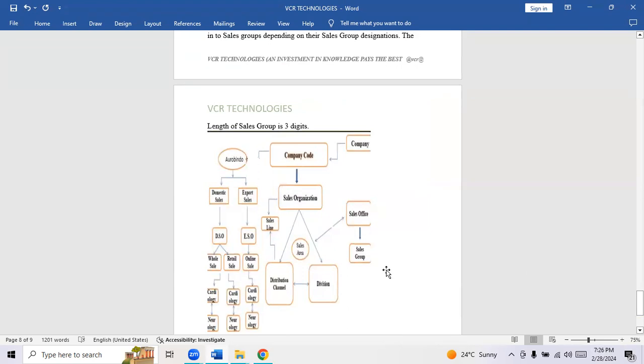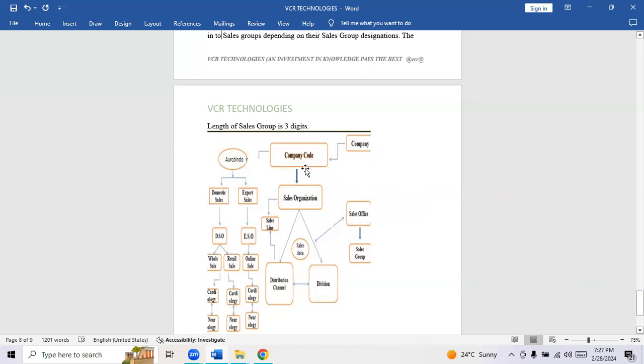Here, I will show you the example of the entire enterprise structure. It will clear all your doubts regarding enterprise structure. Here: company code, sales organization, distribution channel, division, sales office, sales group, sales line. These organizational structures show all the organizational elements. Company code, sales organization, distribution channel, division, all these we will call organizational elements.